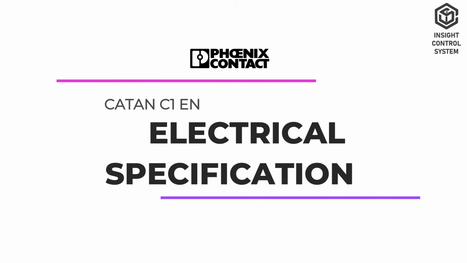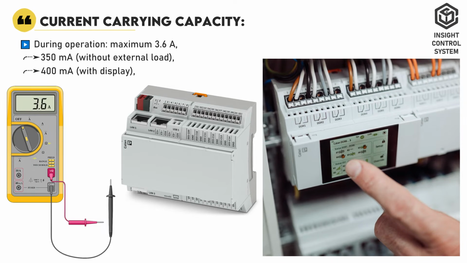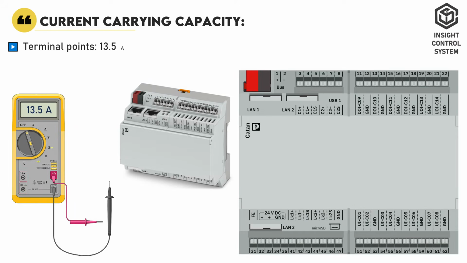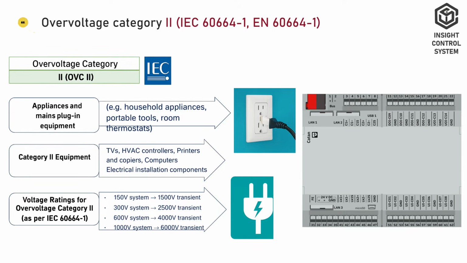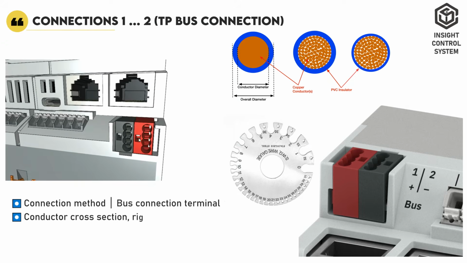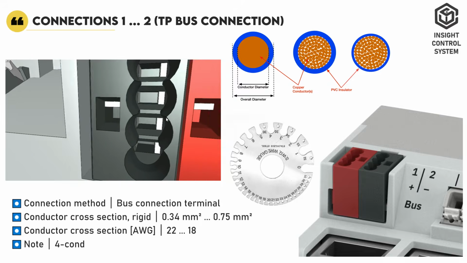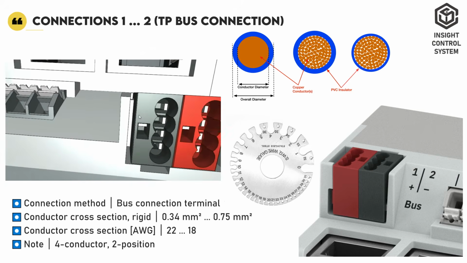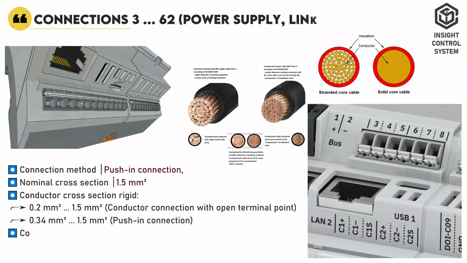Electrical specification: supply voltage is 24 volts DC. Current carrying capacity during operation is maximum 3.6 amps. In terminal points it is 13.5 amps. In pass-through between the terminal points it is 4 amps. Overvoltage category is 2. The connection method of terminals 1 and 2 is bus connection terminal, and the terminal blocks or connectors are designed to accept rigid wires between 0.34 mm² and 0.75 mm². The connection method of terminals 3 to 62 is push-in connection.